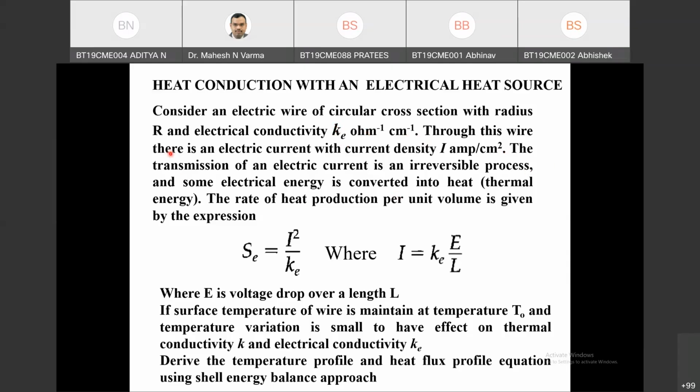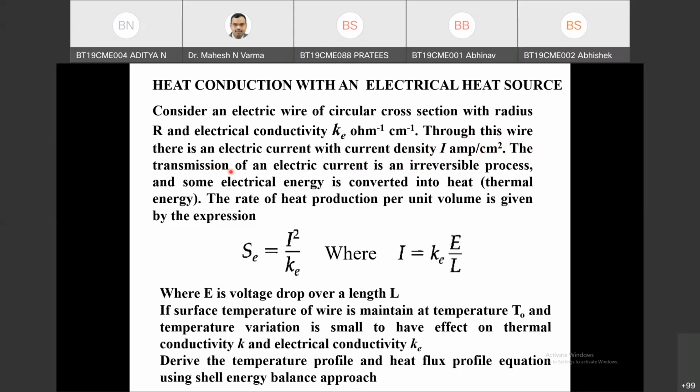Through this wire, there is an electric current with a current intensity I ampere per centimeter square. This is the current intensity: current flowing per cross sectional area. I is not a current, it is a current density. Current density means current flowing per unit cross sectional area. So I ampere per centimeter square.